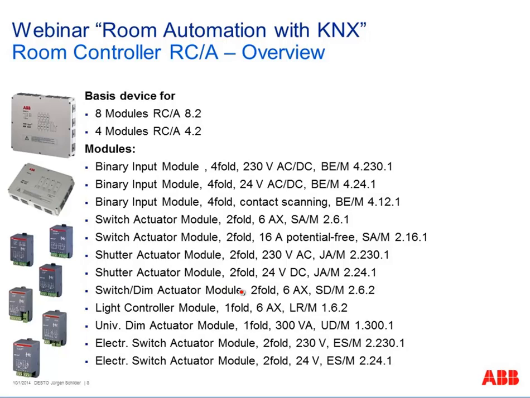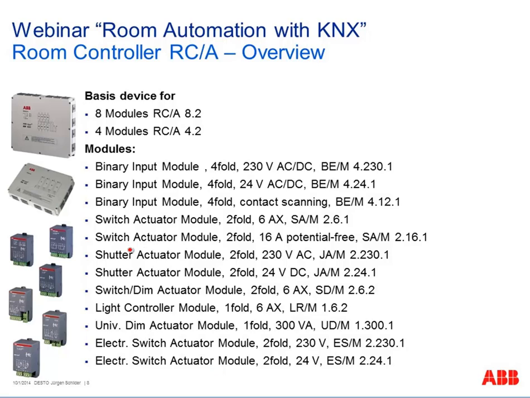Switch dim actuator modules 1 to 10 volt. Also possible to connect here a light sensor for constant light control, this module. And then also for any halogen lamps, for example, any power dimmer up to 300 watt, one channel only, one module. And last but not least, electronic outputs, mainly used for valve control. If I talk about heating, cooling, ventilation control, we cannot only control valves, but also fan. Means, if you want, you can connect also here fan coil units.